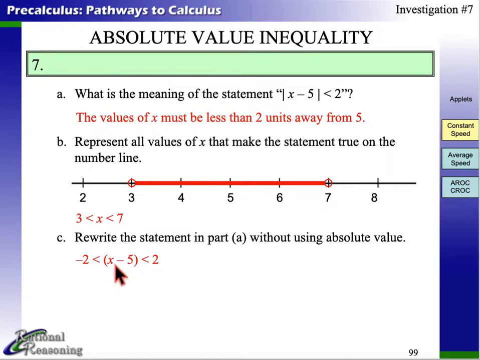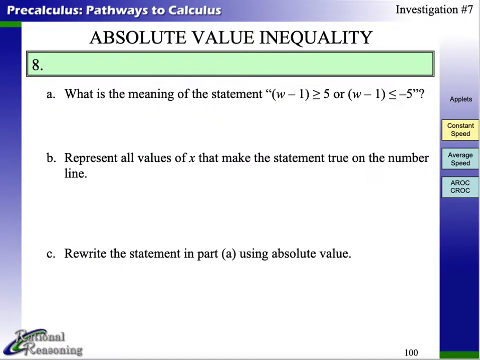But if we get consistent this way, we can look, okay, we're at 5, which is sort of the center, and x is some value that's going to keep us in this interval, keep our error down to plus or minus 2. Okay, so what's the meaning of this statement?